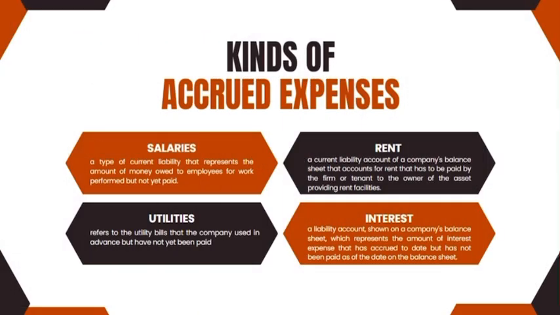Kinds of accrued expenses: salaries payable, rent payable, utilities payable, interest payable. Salaries payable, a type of current liability that represents the amount of money owed to employees for work performed but not yet paid. Rent payable.